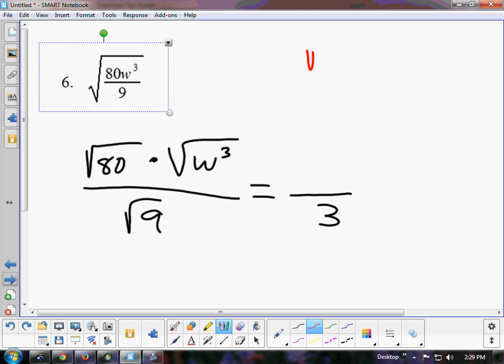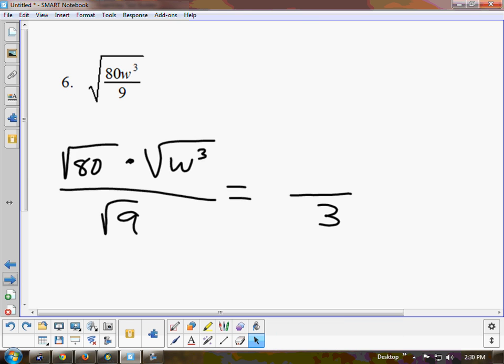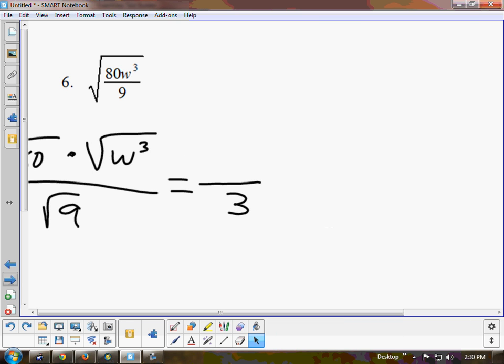80 can be broken down. Now, again, a couple different ways to do it. I would go with 16 and 5, right? Okay, that's one way to do it. Well, say you don't know that, say you can't figure that out. Well, let's do the tree method with 80, because you're not sure about it.